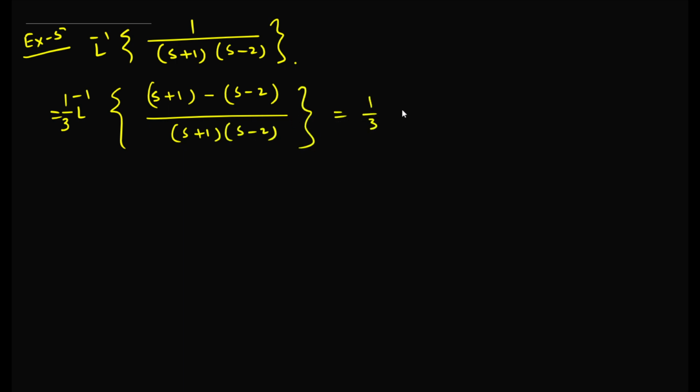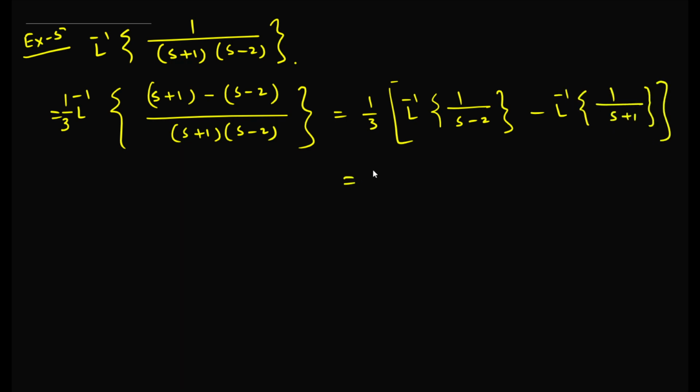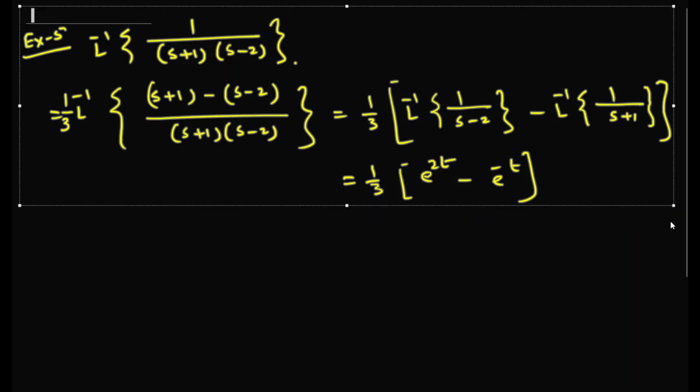Now when you split this, one will be L inverse of 1 by s minus 2, and then another one is L inverse of 1 by s plus 1. So after using the formula, first one is e to the power 2t, next one is e to the power minus t. So this is the answer. Now whenever you see all the problems, you see all the problems are very, very simple. Okay, so let us take one more problem.